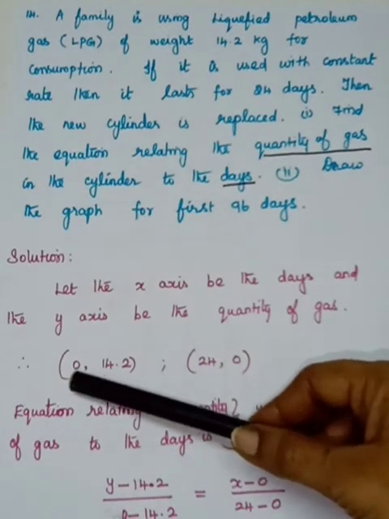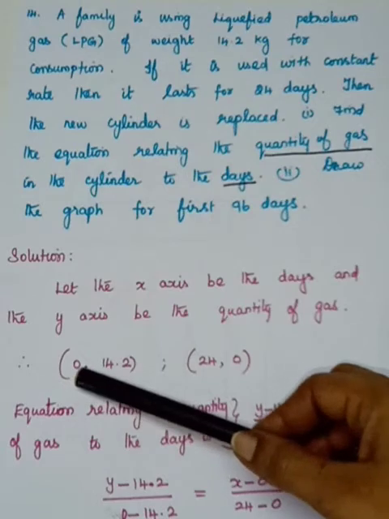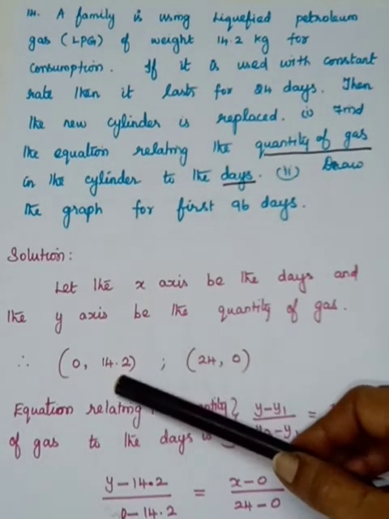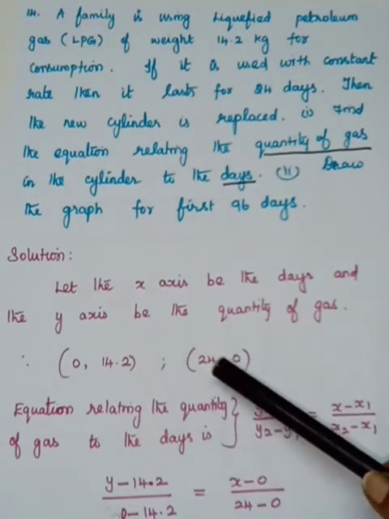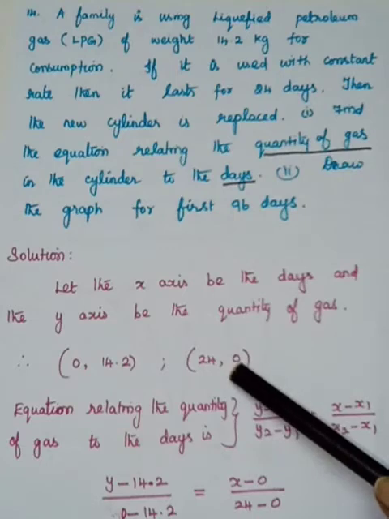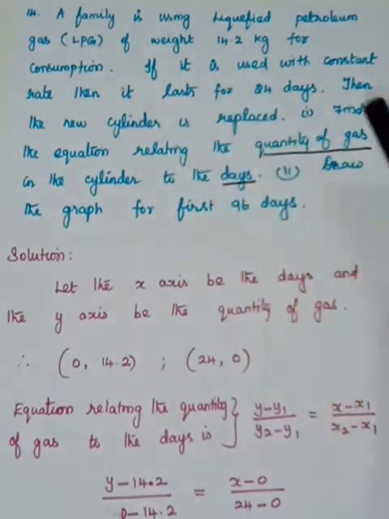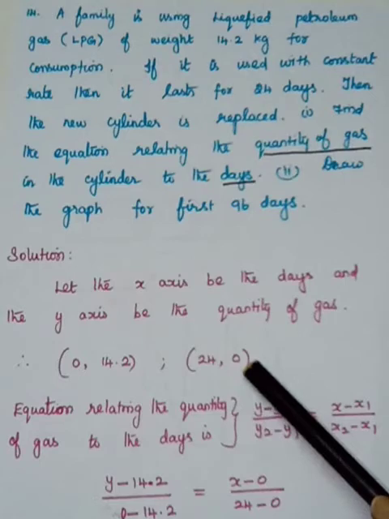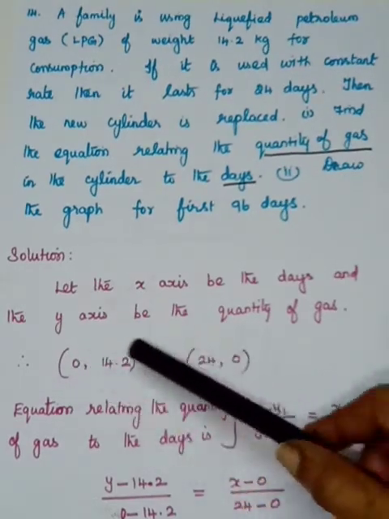So the first one is fixing it. At x equals 0, the quantity of gas before we use it is 14.2. Next, on the 24th day the quantity of gas is 0, because it is given that it lasts for 24 days. So on the 24th day, the quantity of gas is 0. Days go, quantity of gas go, we have written the 2 points.